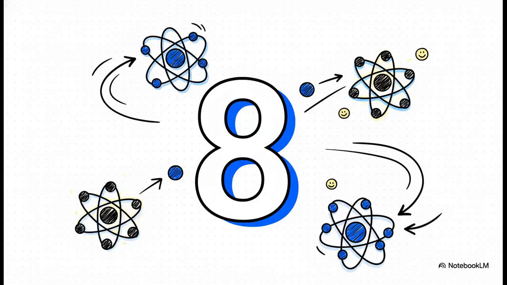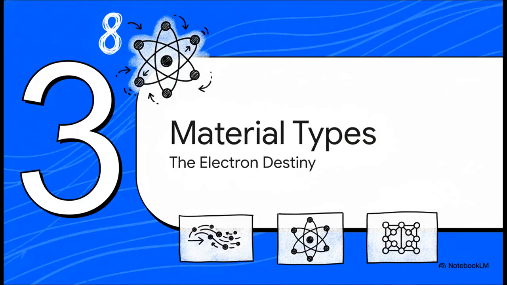Which brings us to probably the single most important number you need to remember for this topic. And that number is 8. An atom is at its most stable, its most content, let's say, when its valence shell is perfectly full with 8 electrons. This is the rule of 8, and it is the key that unlocks why different materials act the way they do.